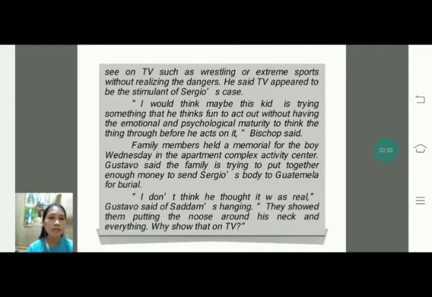Family members held a memorial for the boy Wednesday in the apartment complex activity center. Gustavo said the family is trying to put together money to send Sergio's body to Guatemala for burial. I don't think he thought it was real, Gustavo said of Saddam's hanging. They showed him putting the noose around his neck and everything, so why show that on TV?